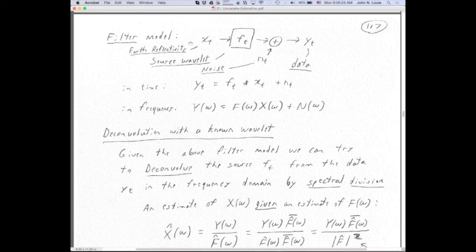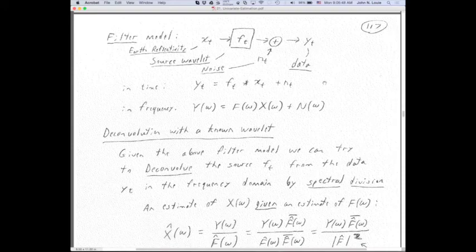you have, for instance, for the seismic reflection imaging problem, an Earth reflectivity sequence in time depth x, which you convolve with a filter, which is the source wavelet, maybe the correlated vibrator wavelet, and then you add noise, and that gives you the reflection data.